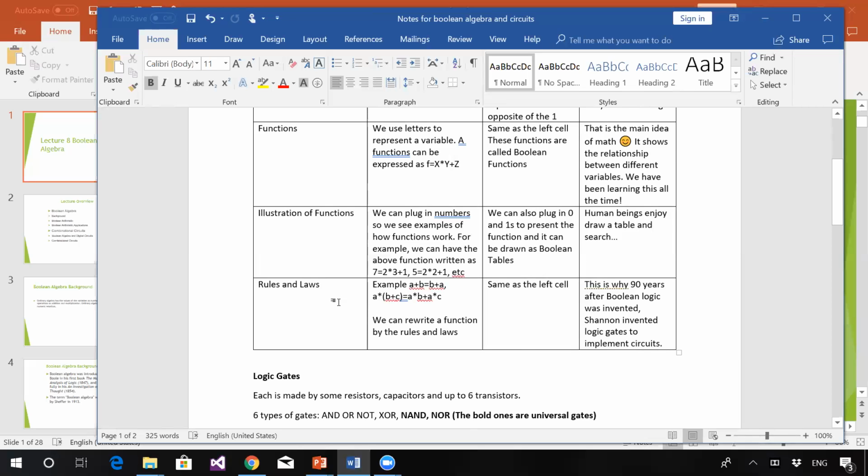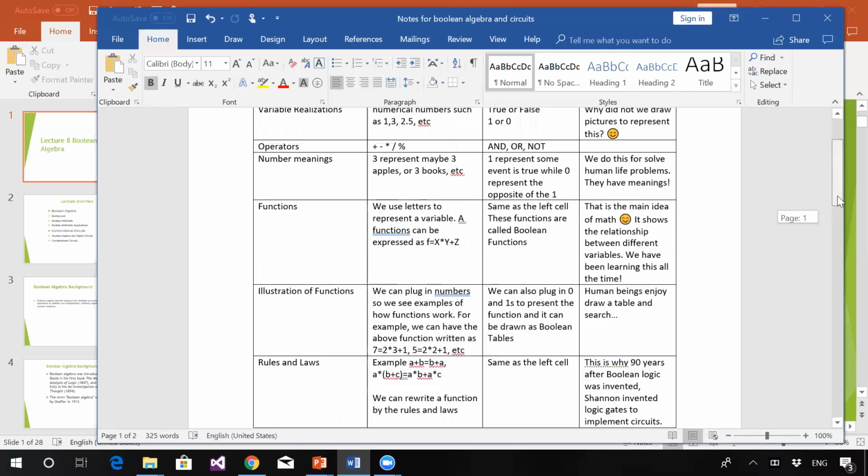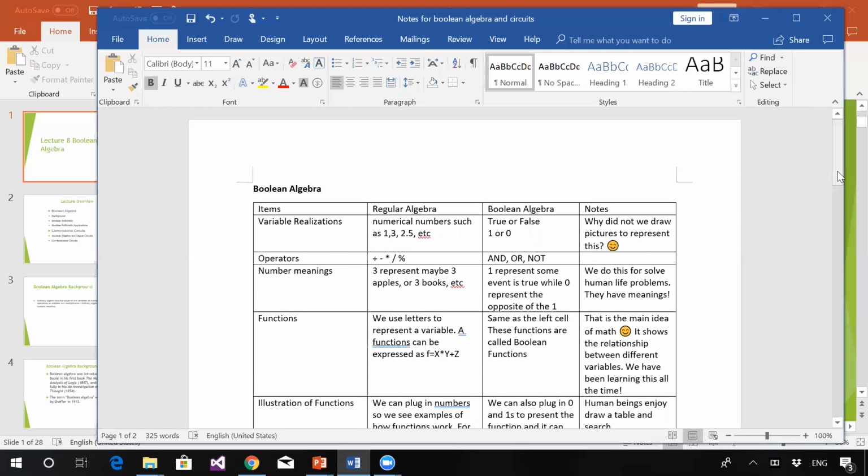For regular algebra, we can have rules and laws. These rules and laws include, like, if we write a plus b, it equals b plus a. If we write a multiply b plus c, we can write it also in the form of a multiply b plus a multiply c. Until now, I guess we have had a quick and good review about regular algebra.